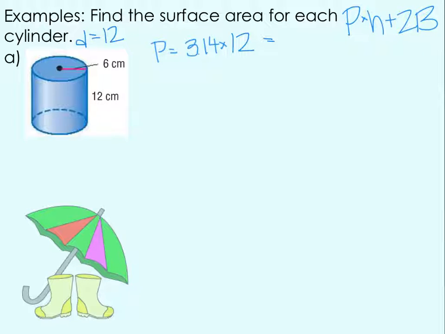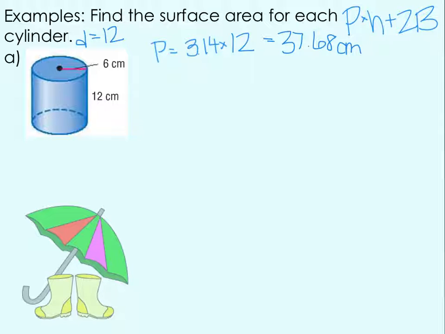And for this one, you should end up with 37.68. And again, if we're thinking about labels, remember perimeter has no exponents on it, just the label itself. So that's our first step to get it right.